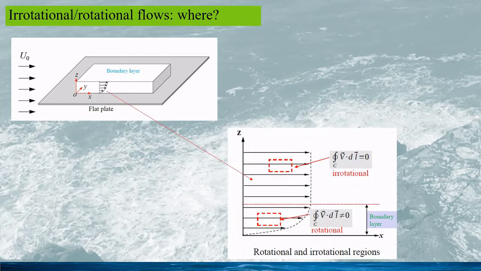If we extend the flow to a large range, we can see in the boundary layer, if we draw a rectangle, its circulation is not zero. Thus, the flow within the boundary layer is rotational. And outside the boundary layer, the circulation on a rectangle is zero. Thus, the flow outside the boundary layer is irrotational.